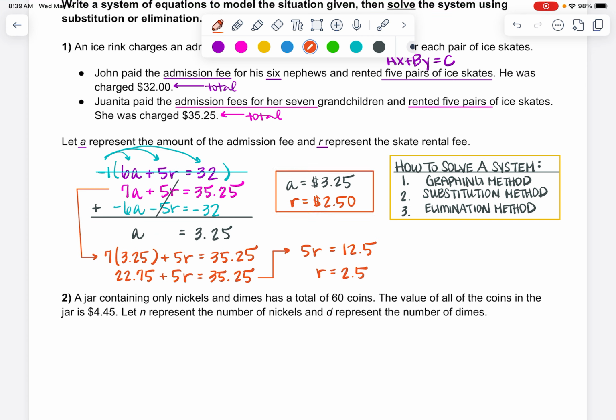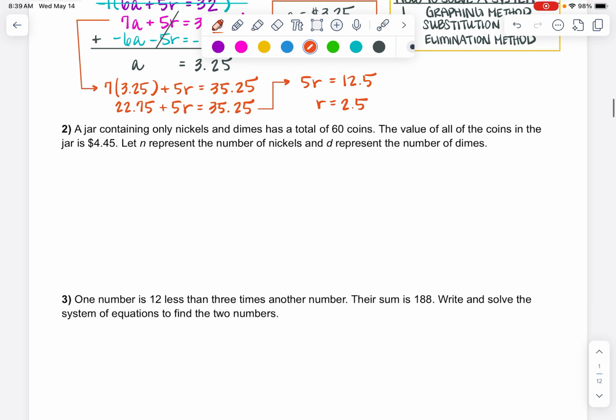And there we go. We just solved the system because we solved for both variables. And you can always check your answer by plugging it into the other equation if you want to. All right, we can multiply 6 times 3.25 plus 5 for the skate rental and see if we get $32, and we do. All right, let's go do number 2.